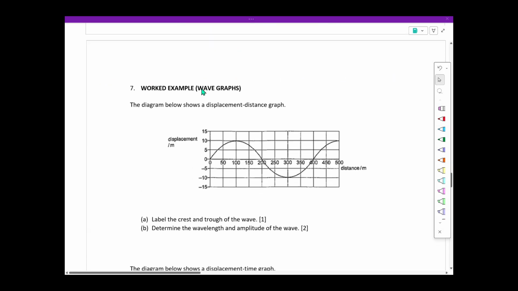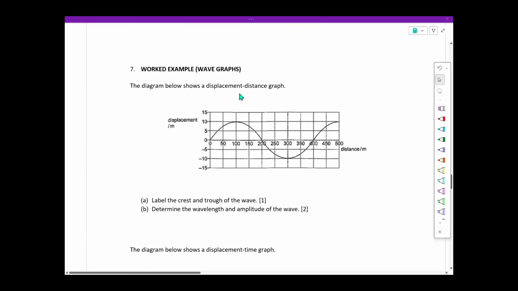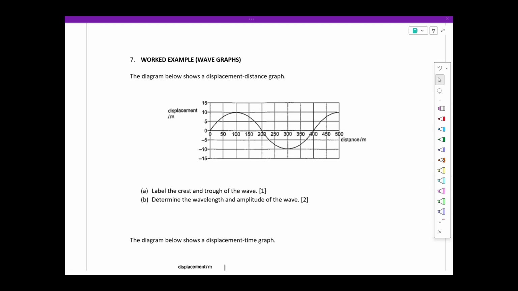So continuing on, we'll do the worked example here. From this graph, where is the crest and the trough? The crest and the trough are the maximum and the minimum points. So you can label this one as crest if you want to, but you only need to show one of them. Now determine the wavelength. This is a distance graph, right? So for the wavelength, I can take from the starting point to the starting point. So the wavelength is equal to 400 minus 0, which is 400 meters over here.